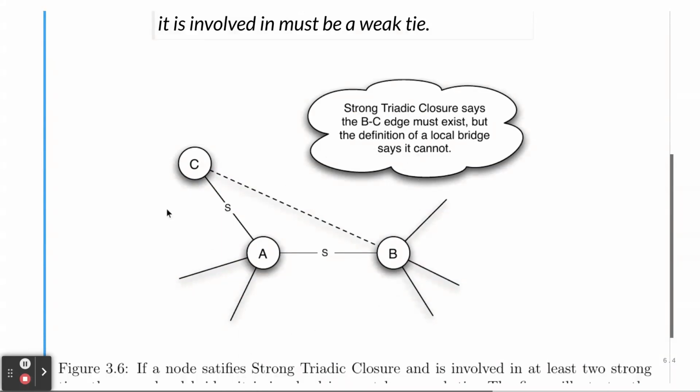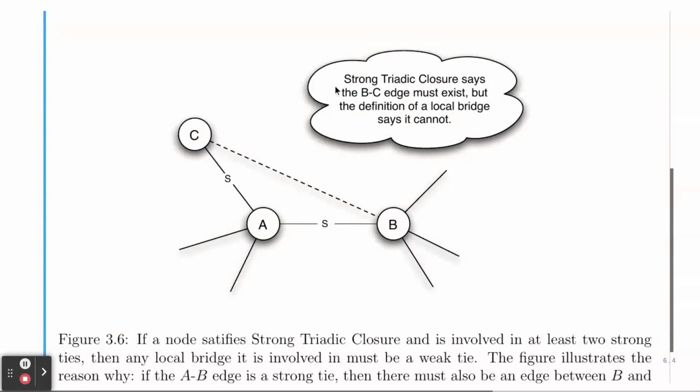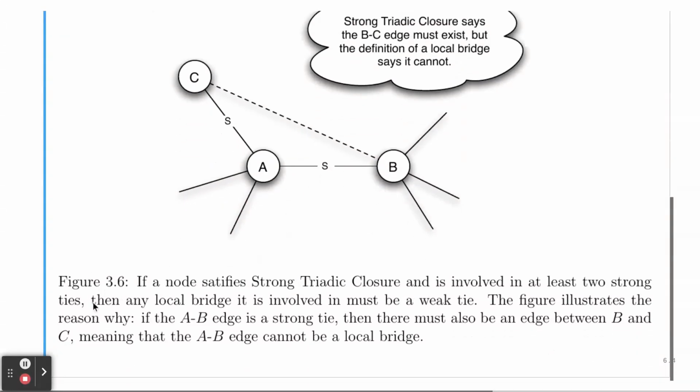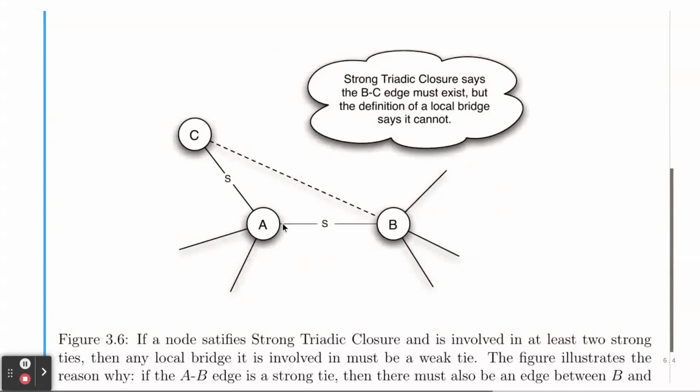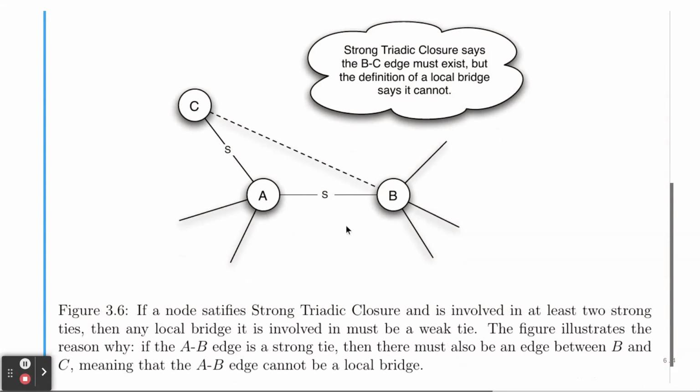So, go ahead and pause the video and think through that for a minute if you need to. And this is figure 3.6 from the textbook, so there's surrounding context there. But the idea is having strong ties to both B and C and satisfying triadic closure means that the edge CB definitely exists, and now AB is no longer a local bridge because there's another path, this edge CB.